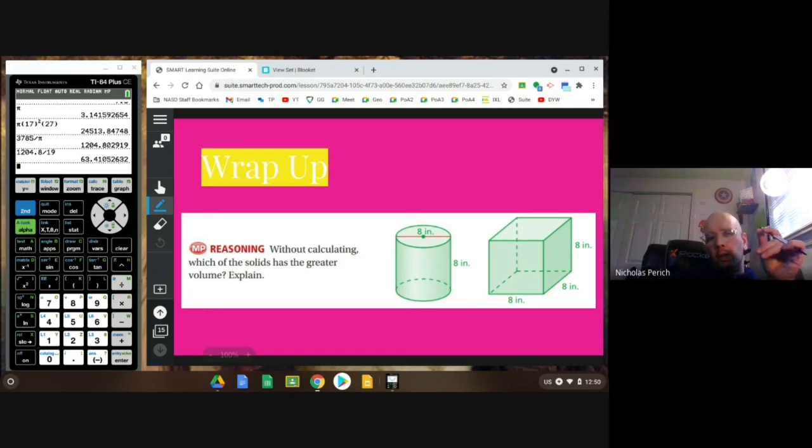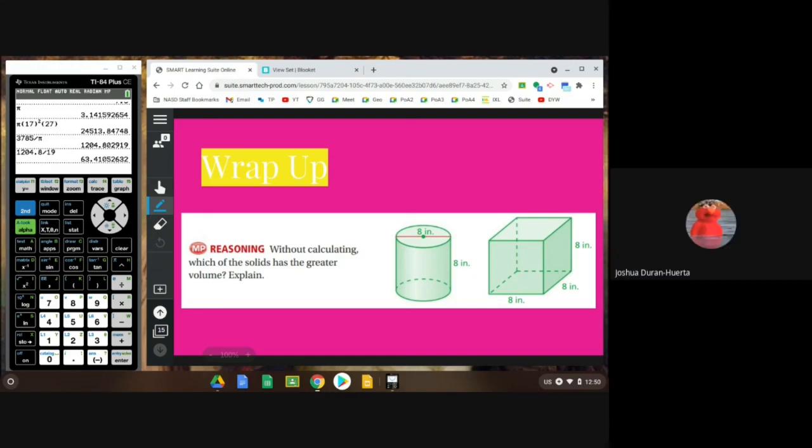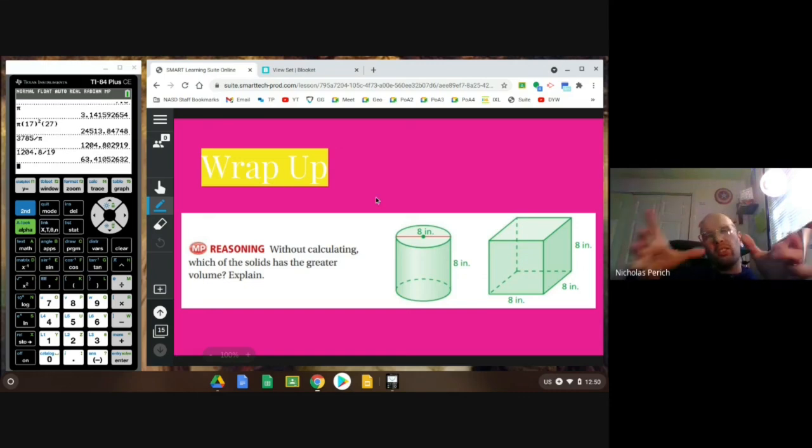Which do you think is bigger? The cube or the cylinder? Cube. Because the cylinder could just fit in that box. It has all those corners sticking out.